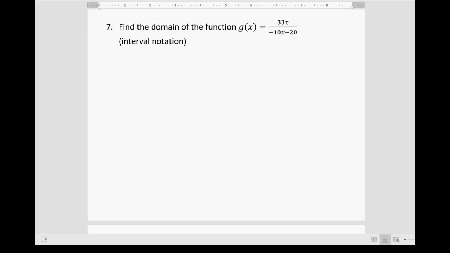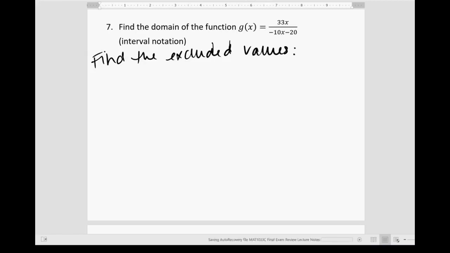So if you don't have one of those things going on, your domain is all real numbers. No problems. Easy breezy. But for this problem, we do have a denominator, and it does have a variable. So in order to figure out what the domain would be, let's find the excluded values first. Basically, we want to figure out what values to throw out of the domain, and that tells us the domain is everything except those values.